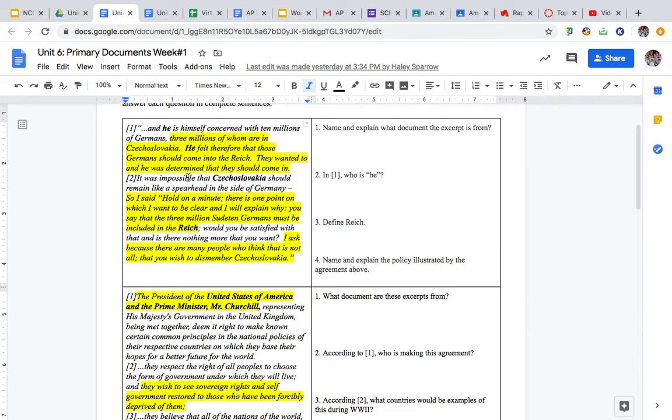Would you be satisfied with that, and is there nothing more that you want? I ask because there are many people who think that is not all, that you wish to dismember Czechoslovakia.